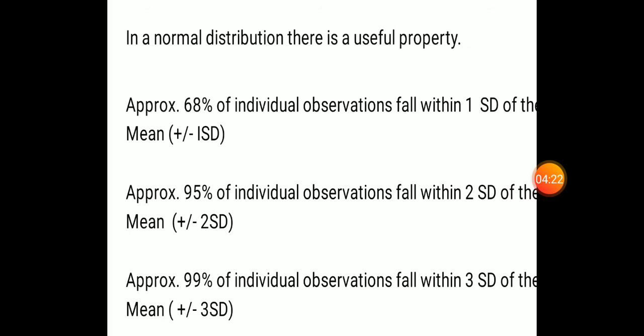95 students out of these 100 will have their height within the range of mean minus 2 standard deviation, comma, mean plus 2 standard deviation. 99 students out of these 100 will have their height in the range of mean minus 3 standard deviation, mean plus 3 standard deviation. This is the information we get if the distribution follows a normal distribution, which is itself very great information, and this limit is what we call the confidence limit.